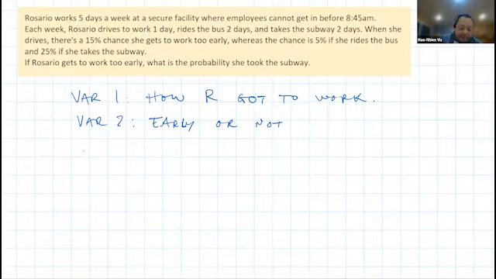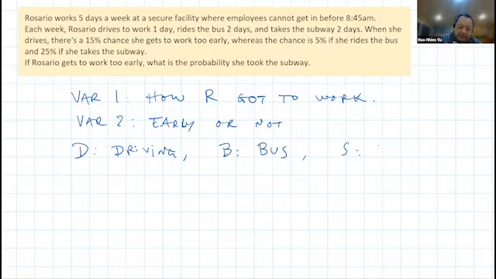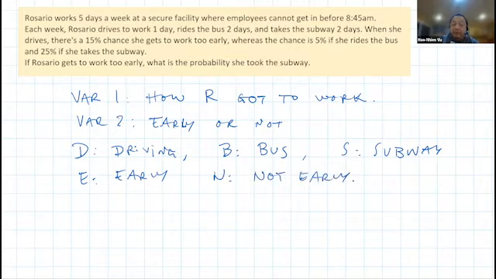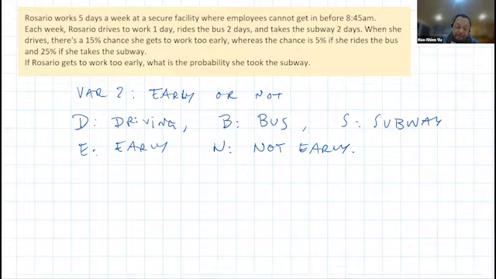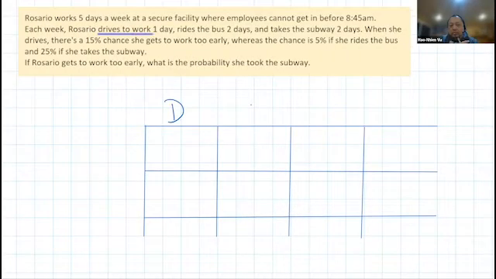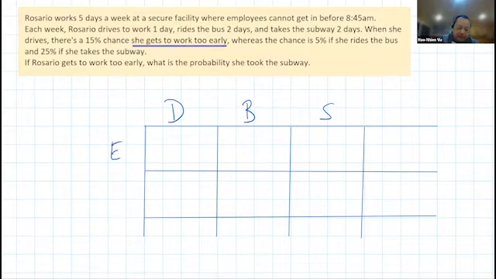So let's define some notation first. Let's agree that D stands for driving, B for the bus, S for the subway, E for being early, and N for being not early. There are two variables, so like I said, let's make a two-way table. Along the columns, I'm going to put in the values of the first variable, how she got to work: driving, bus, subway. And then along the rows, either she got there early or not. At the end, I have the total, and at the bottom, I have the total.